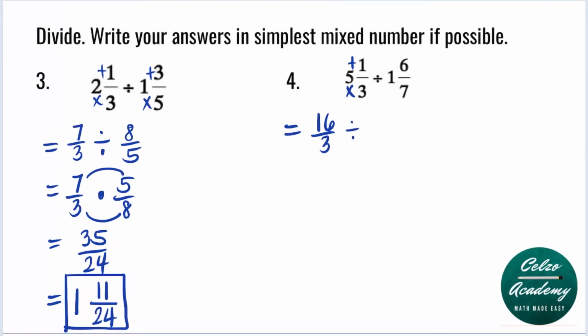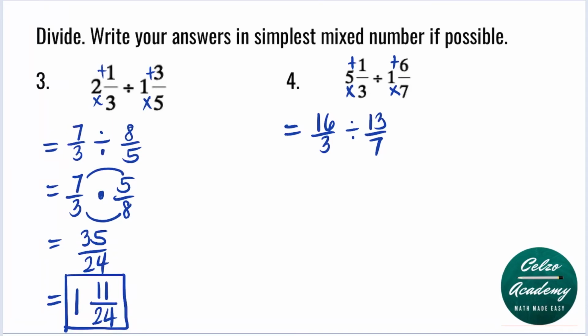Divide by, what is 1 and 6/7 in improper fraction? 13 over 7 is correct, because 7 times 1 is 7. 7 plus 6 is 13. So we have 13 over 7.